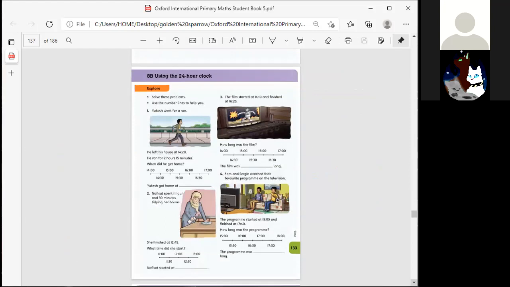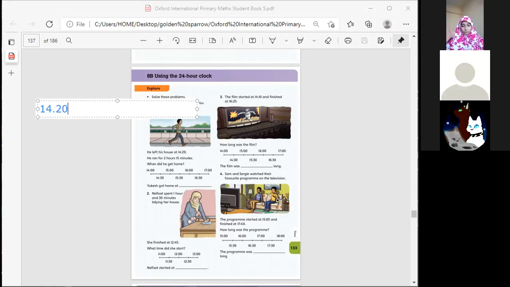Now it says that Yukesh went for a run. He left his house at 14:20. Okay. So now the first thing that we will do is write down the time when he started running, or when he left his house. 14:20. We will write it in 24-hour clock only, because then only adding will become easy. If you convert it, then it will be a problem. So write it as it is. Okay. So he left his house at 14:20.